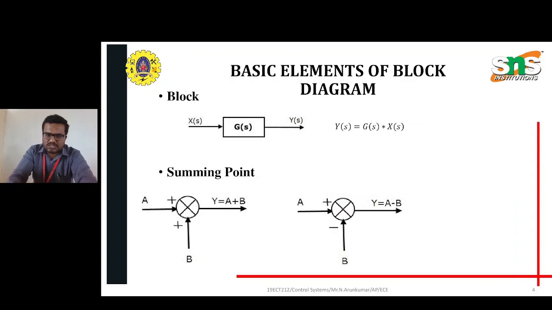So the first one is the summing point. In order to add or eliminate a number of points, we can use this summing point rule: A and B, A minus B, because here it is minus, here it is plus. So we can add or eliminate the concerned summing point.